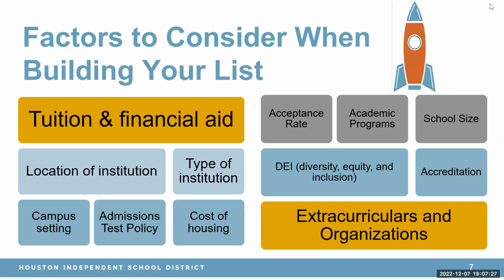Also, this is not a big one, but accreditation is kind of important. I think that speaks to the reputation of many colleges and universities, but it's something some people might consider. I think more parents and families look at accreditation. And then also, what kinds of extracurriculars and organizations do they have on campus?